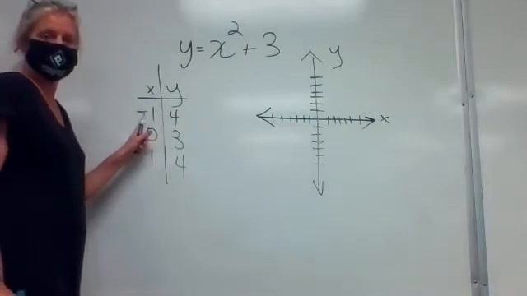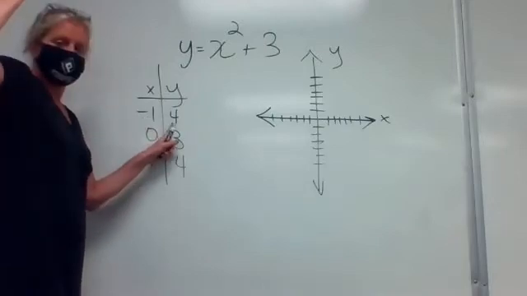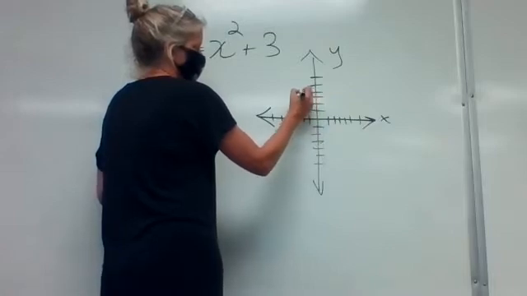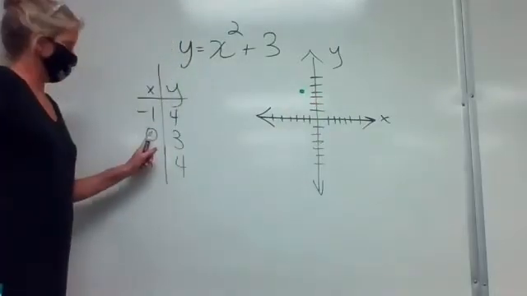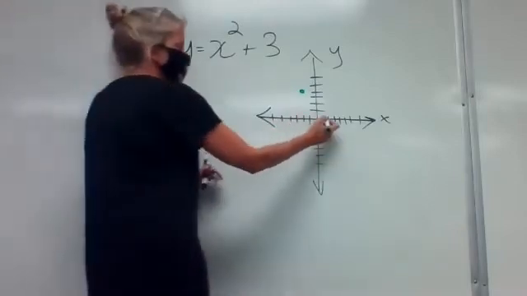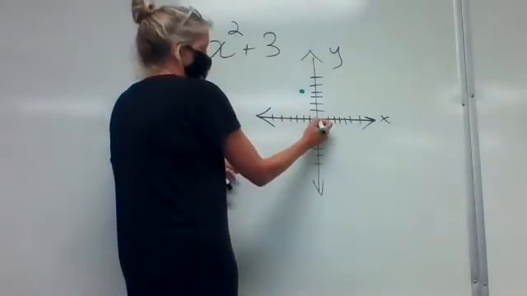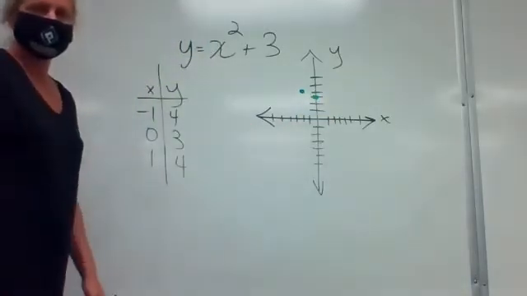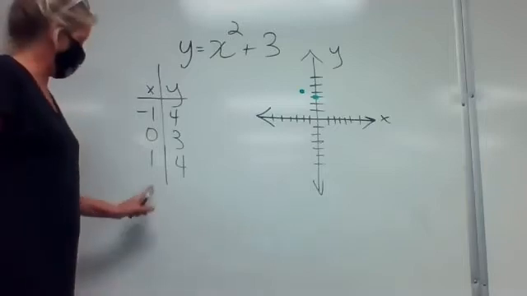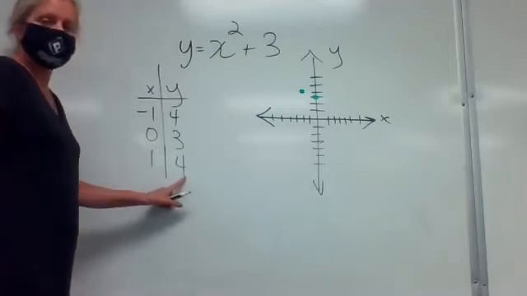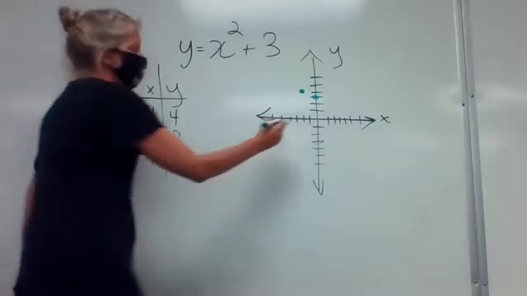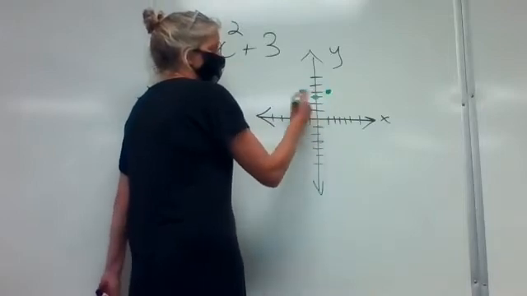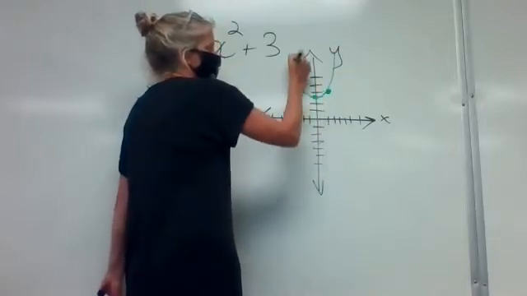-1, 4 means my x is -1, so I'll go to the left 1, up 4. Left 1, up 1, 2, 3, 4. 0, 3. So my x is 0, so I don't go left or right at all. My y is 3, so I will go up 3. And my last point, +1, +4. So to the right 1 and then up 4 again, right 1, up 4. So you'll see these two have the same y's, so they're lined up. That's what makes it be a U.